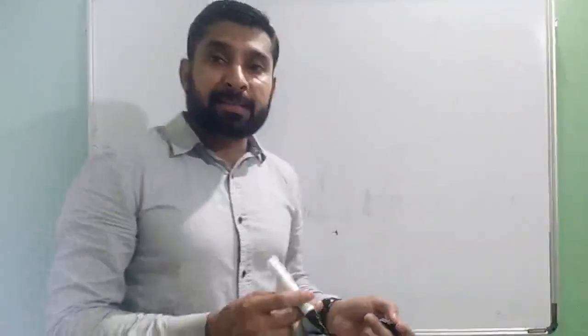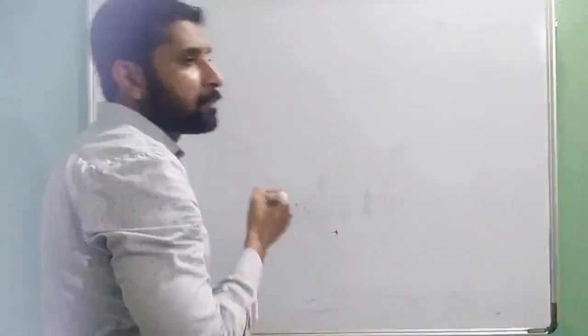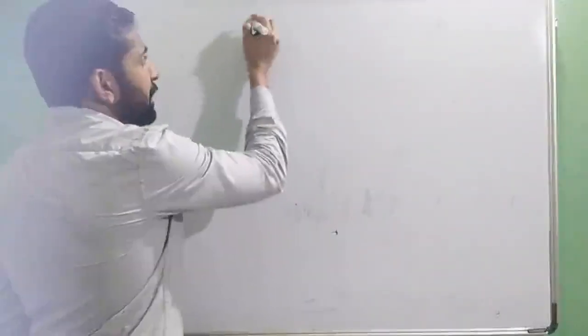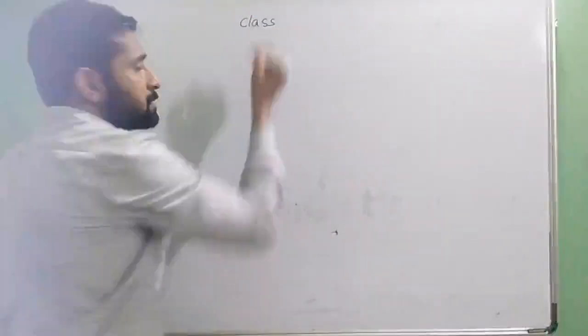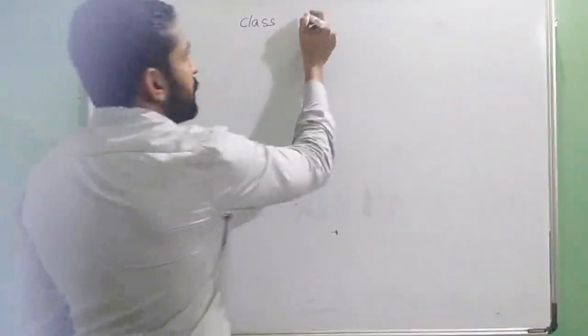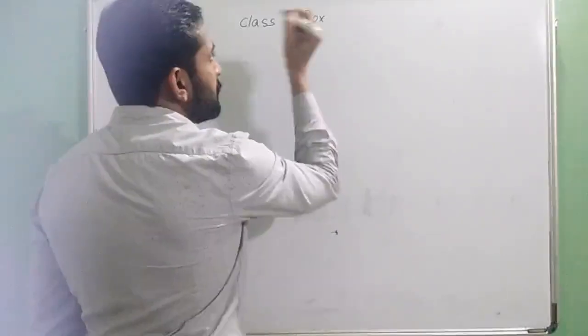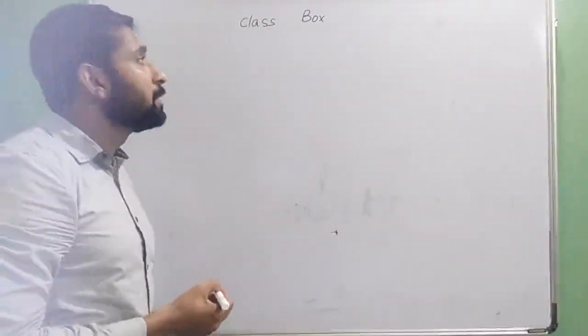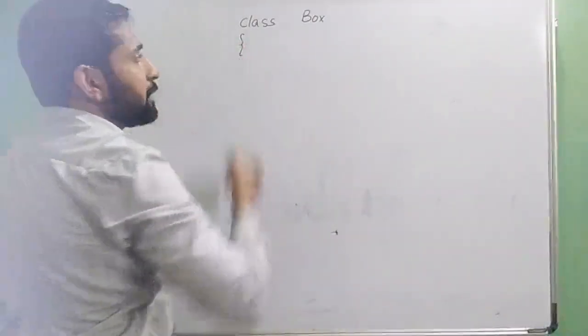Let us see an example class. A class is defined using the keyword class. Suppose we are going to create a class named box. So we have given the name box. Now opening the curly braces.